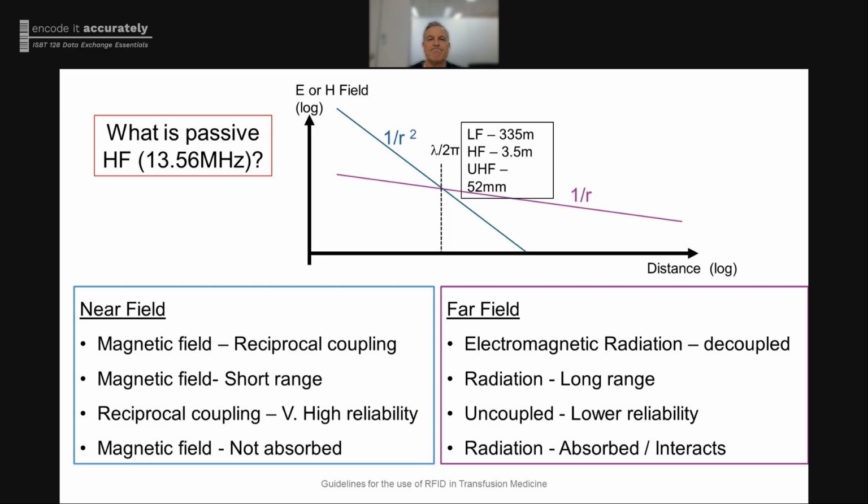Also, water, ice, and biological materials are essentially transparent to the magnetic fields of near-field systems. These materials have almost no effect on the RFID signals and do not absorb them. In contrast, the radiating electromagnetic wave of a far-field system interacts strongly with polar molecules and is absorbed by water, ice, and other biological materials.